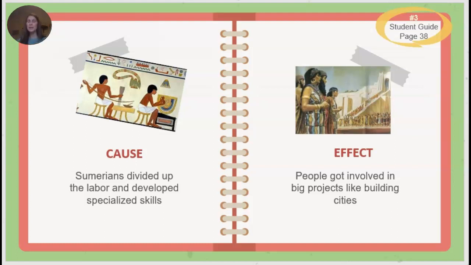So, obviously this didn't happen overnight. So you can see this began to grow. This began to evolve. More food was created. People didn't need to move. They didn't need to follow the herds. So they were able to divide up labor, develop special skills. They got involved in big projects like building cities.